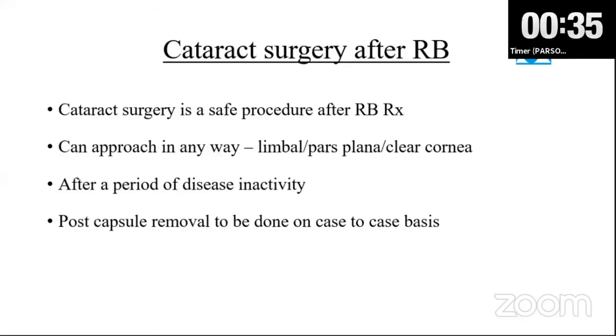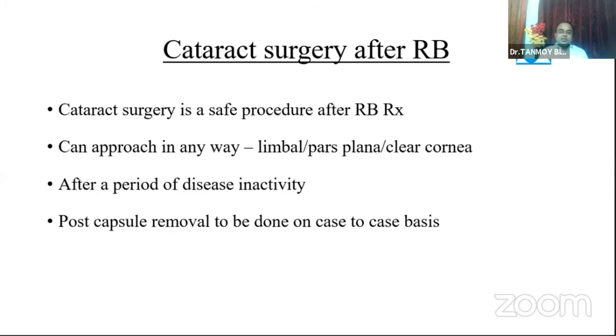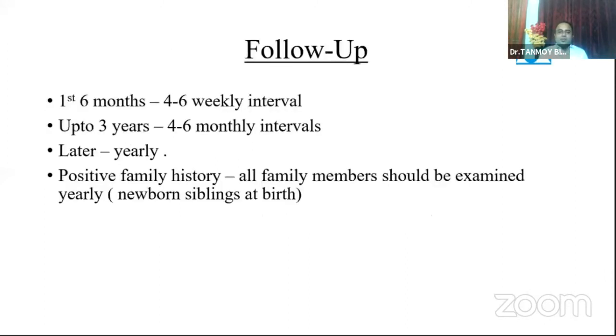So there is a controversy regarding cataract surgery. Different authors have said this is a very safe procedure, so you can approach it in any way, but it has to be done in a period of inactivity. Some authors suggest a minimum of 16 to 18 months of inactivity. Posterior capsule removal is to be done on a case-to-case basis, and follow-up is usually in the first 6 months at 4 to 6 week intervals, for 3 years at 4 to 6 monthly intervals, and later yearly.